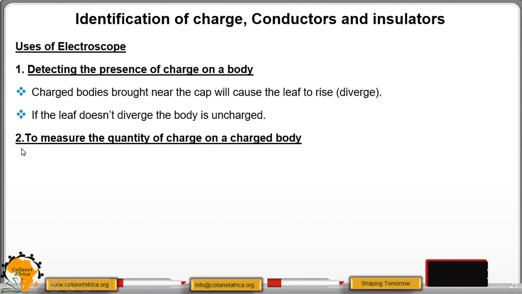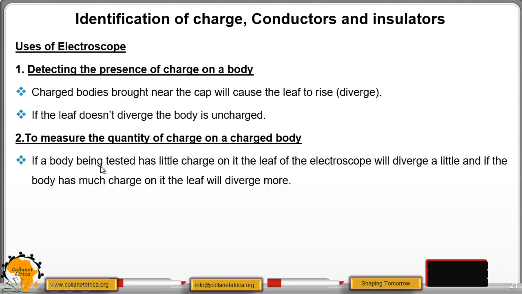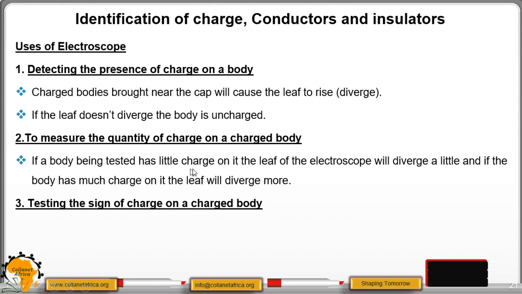Then number two, we have that the electroscope can be used to measure the quantity or the amount of charge on a charged body. If a body being tested has little charge on it, the leaf of the electroscope will diverge a little. And if the body has a lot of charge, the leaf divergence will be more. That way you are able to know whether a body has little charge or not.